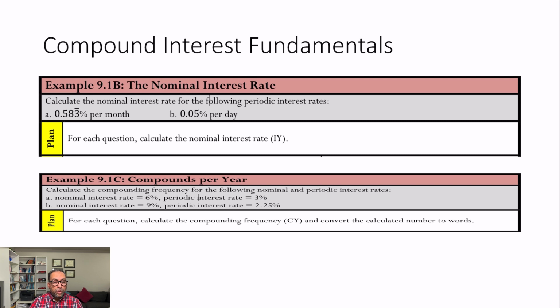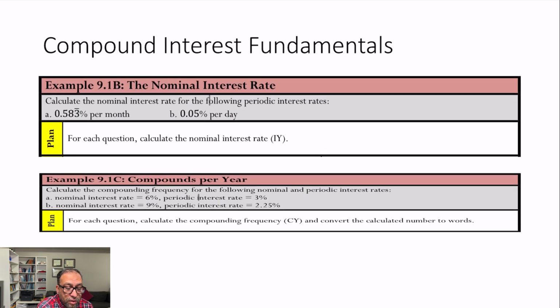For each question, calculate the nominal interest rate IY. So what we want to calculate is IY. I is given. That's important. I is given, IY we want to calculate. We don't want to calculate I, we want to calculate IY. And the time period CY is given, like per month or per day, right? So that's the way that we have to do. So let's do the first one and then we will talk about them.